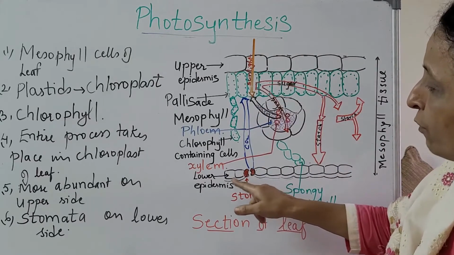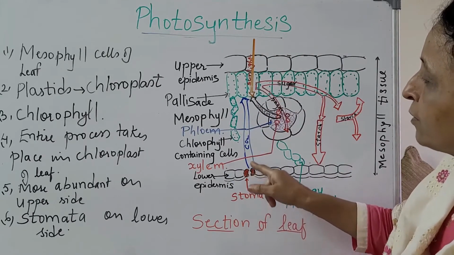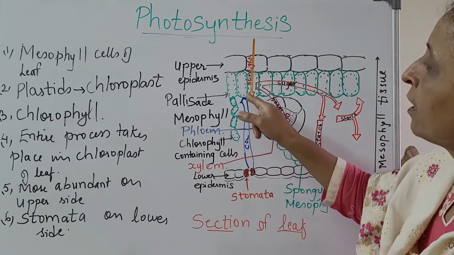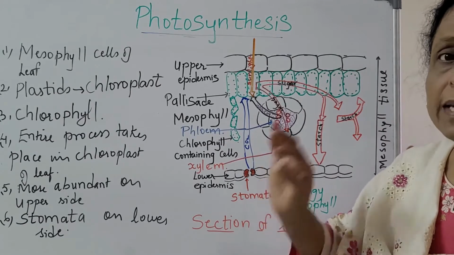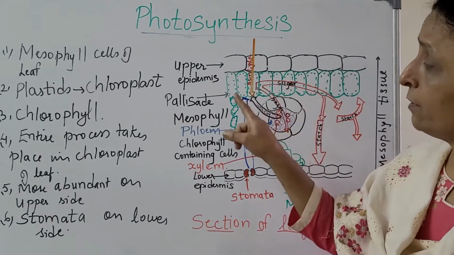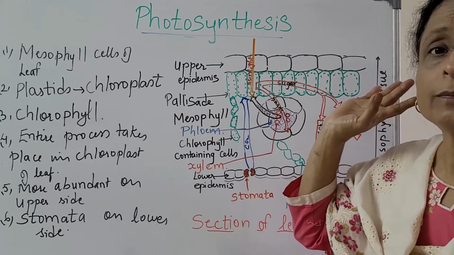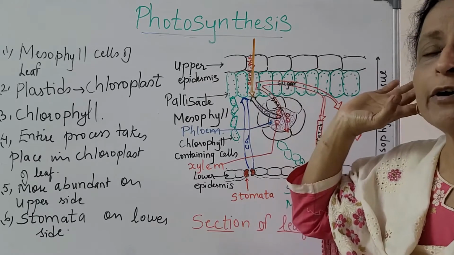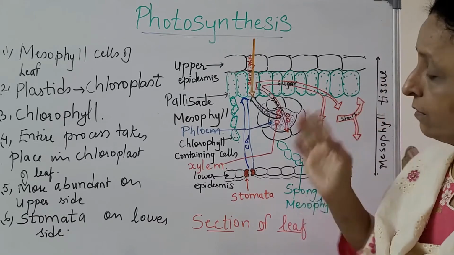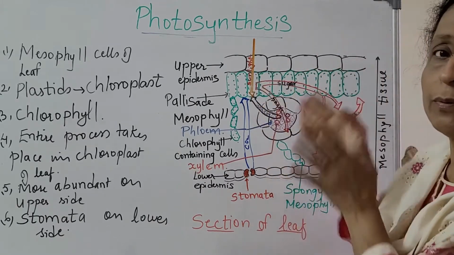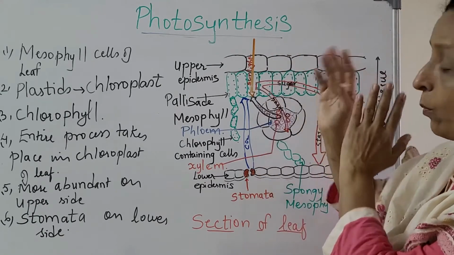What is the function of lower epidermis? Stomata, that's the opening which will bring the carbon dioxide to the palisade mesophyll. Palisade mesophyll is the hero which is going to carry out the photosynthesis, actual photosynthesis. Stomata is going to provide the carbon dioxide required.